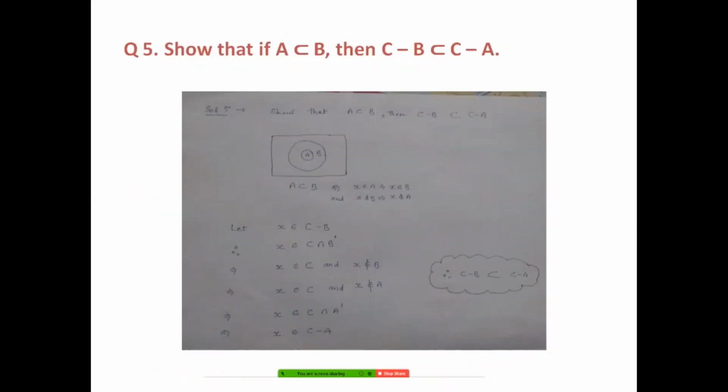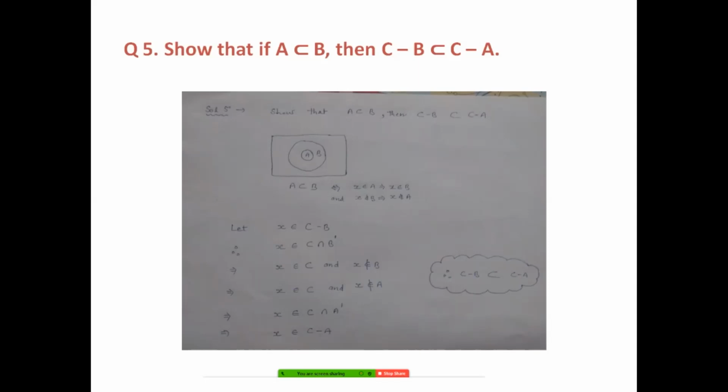Now question number 4. Show that if A is a subset of B, then C minus B is a subset of C minus A. So with the help of a Venn diagram, A is a subset of B, so A is inside set B. It means if X is any element in A, then certainly X is also an element of B. Similarly, if X does not belong to B, then X does not belong to A, because A is a subset of B, and by definition A contains only those elements which are in B.